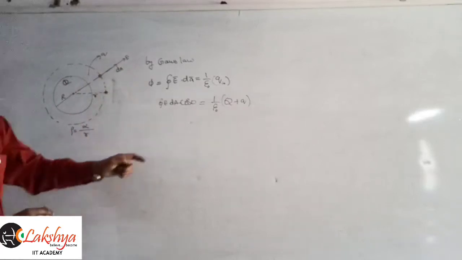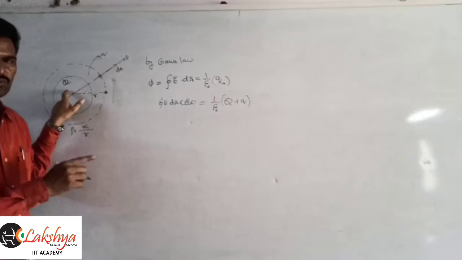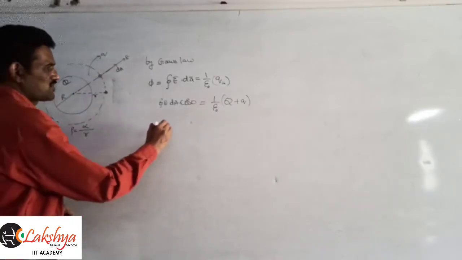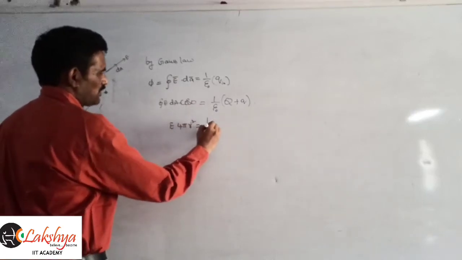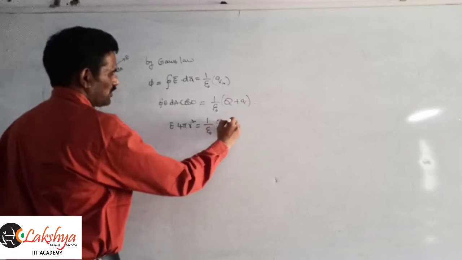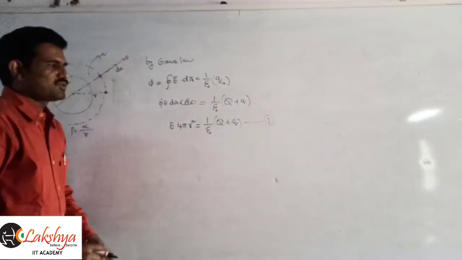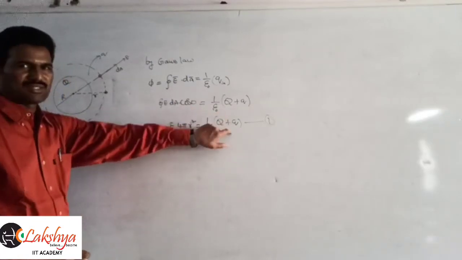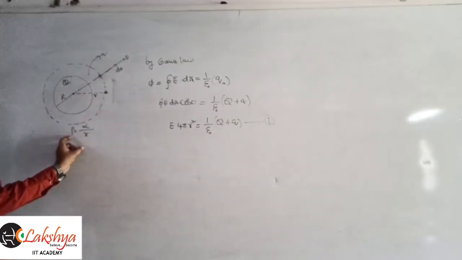First you may mention that let capital Q be the charge contained in the ball. So we need to find the expression for capital Q only, right? Now this is our equation. E into 4 pi r square on this side will be equal to 1 by epsilon naught times Q plus q. Suppose this is equation 1. Now we need to calculate the small q value here, which we can calculate by using this equation.